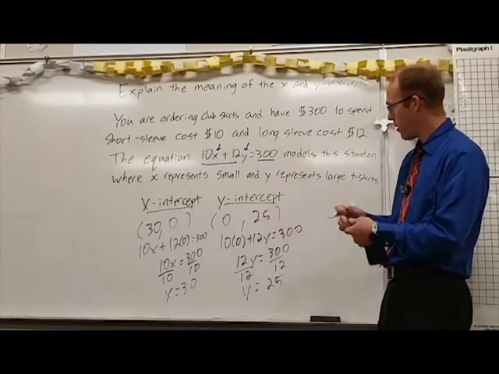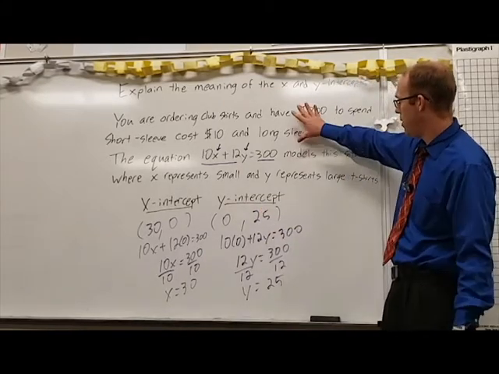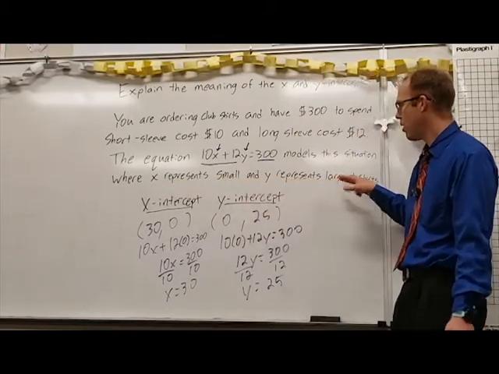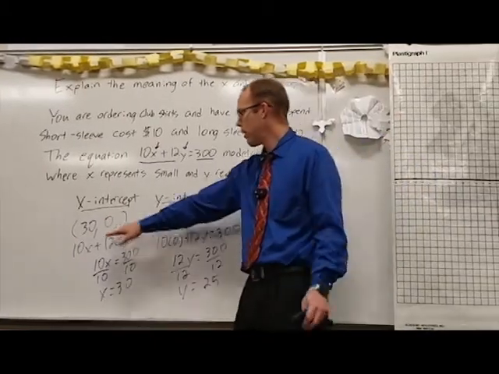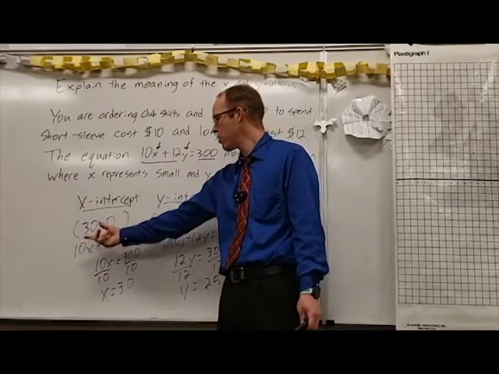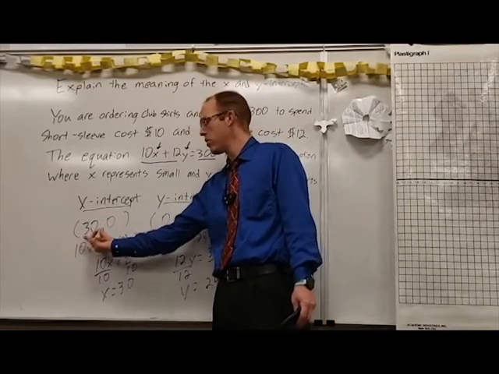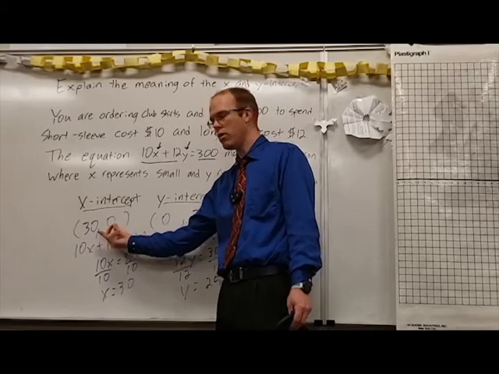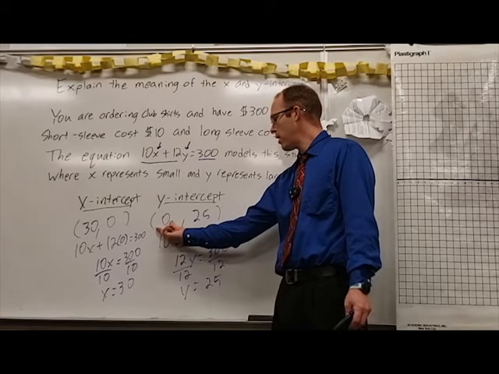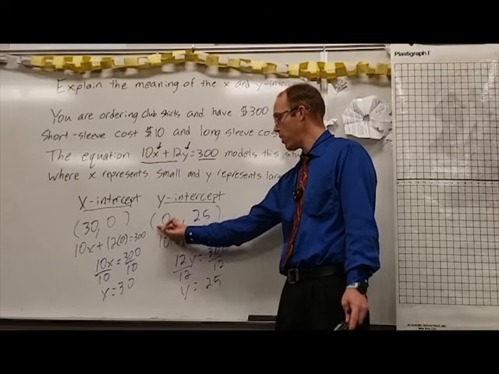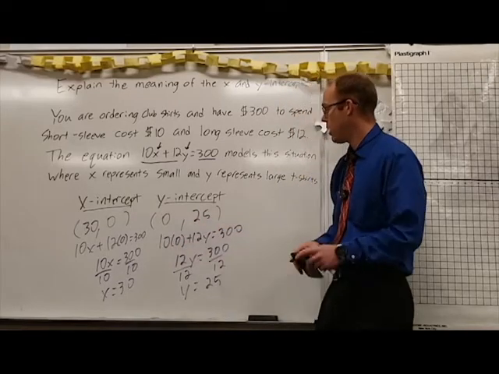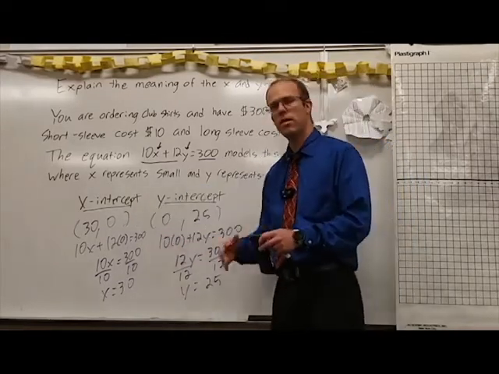Okay, so let's go back to our paragraph here. X represents small t-shirts and y represents large t-shirts. So when we take a look right here, this tells us that if we were to choose all small t-shirts, we could buy 30 small t-shirts and 0 large t-shirts. Our second choice right here is we could buy 0 small t-shirts and 25 large t-shirts. That would be two possible ways to spend our money.